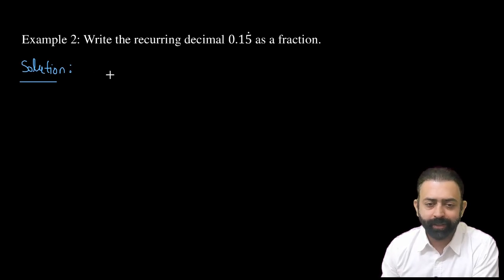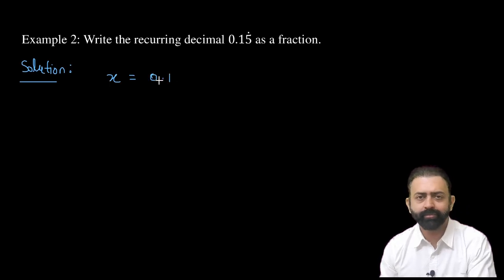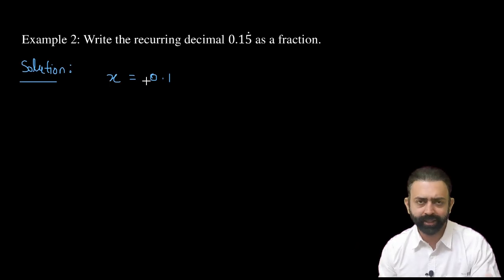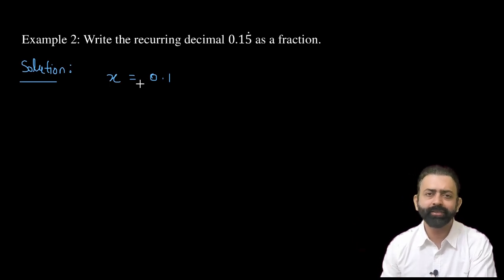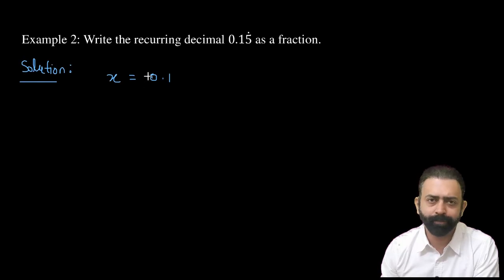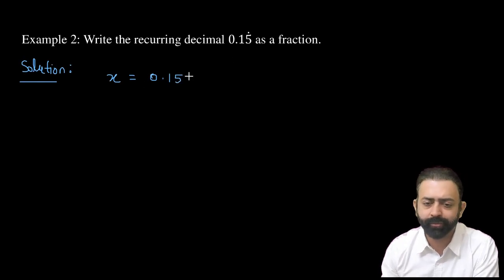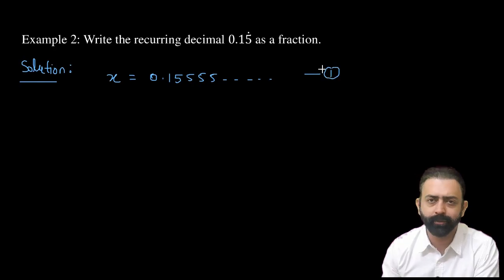Alright, so the first step is you define this x as 0.1. Now I am just skipping this first step and directly coming to the second step, which is expanding this recurring decimal without the bar. As you can see, only 5 is repeating. So I will write this as 0.15555 and so on. Okay, and name this equation as equation number 1.